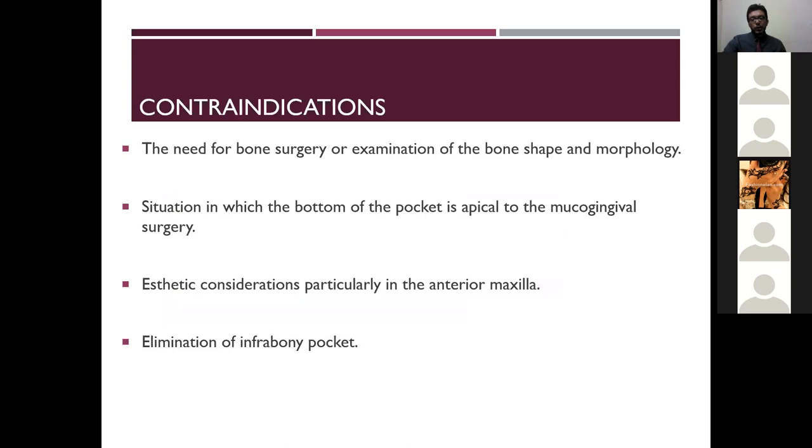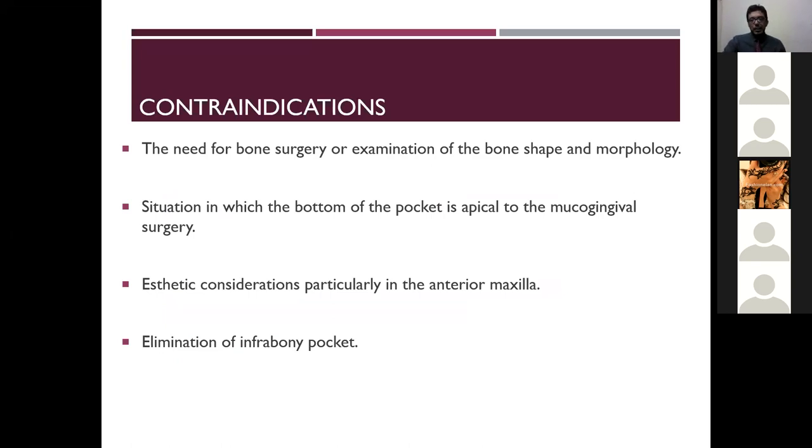Now, moving on to the contraindications of gingivectomy. Gingivectomy cannot be indicated when you need bone recontouring. Being very specific, whenever there is bony involvement, we cannot perform gingivectomy. It also cannot be performed when the pockets are too deep, which may cross apical to the mucogingival junction. And because of aesthetic considerations, especially in the anterior maxilla, the most aesthetic zone, we cannot perform gingivectomy. And also when we want to plan elimination of an infra bony pocket.